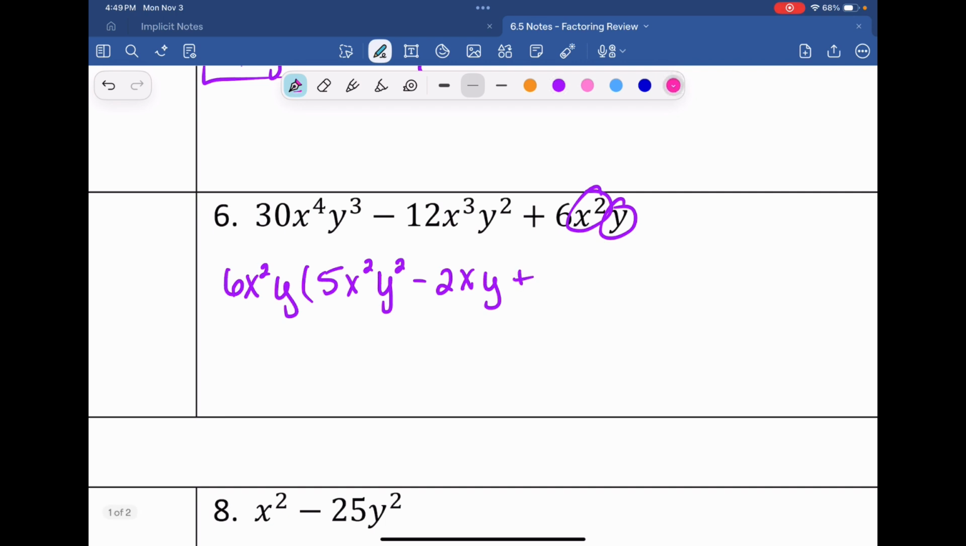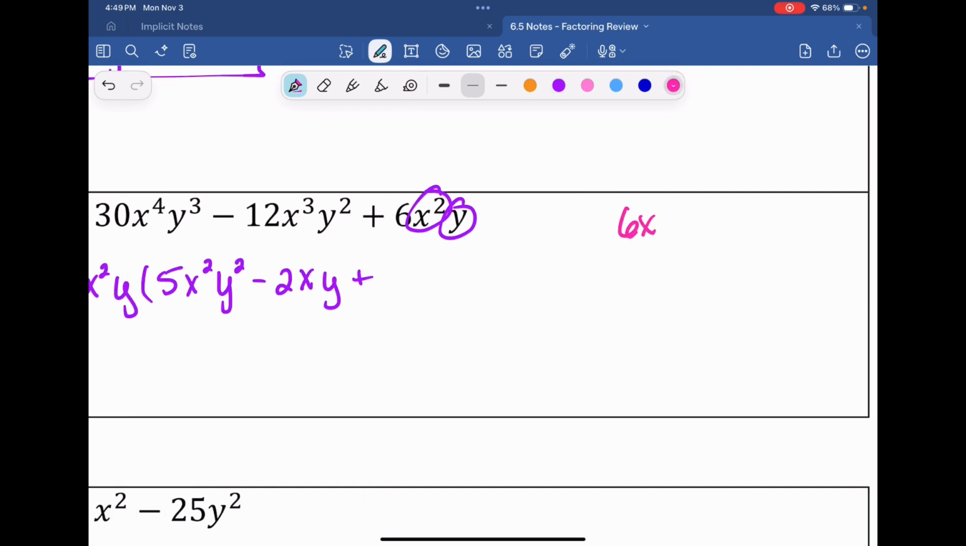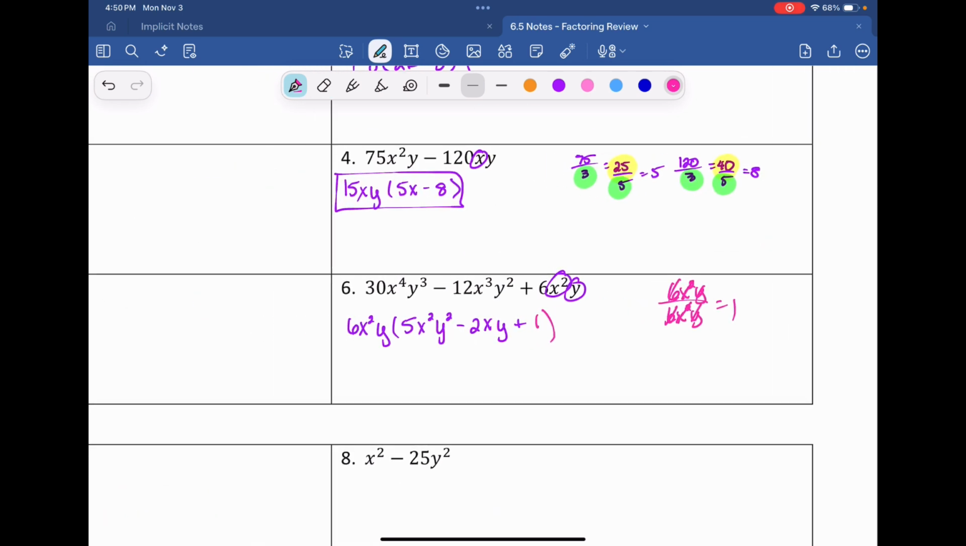And then I am going to write this one out because I'm taking a 6x squared y and dividing it by a 6x squared y. Okay, 6 goes into 6. X squared cancels x squared. Y cancels y. It is not 0. It's 1. Okay, anytime you divide a number by itself, it's always a 1.